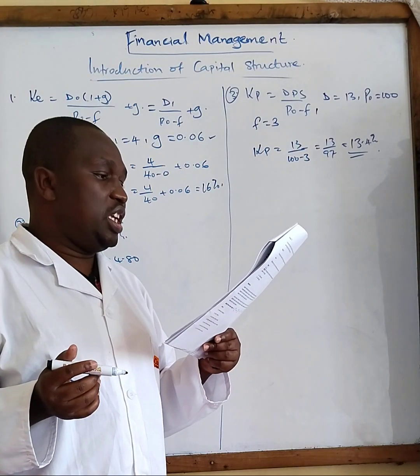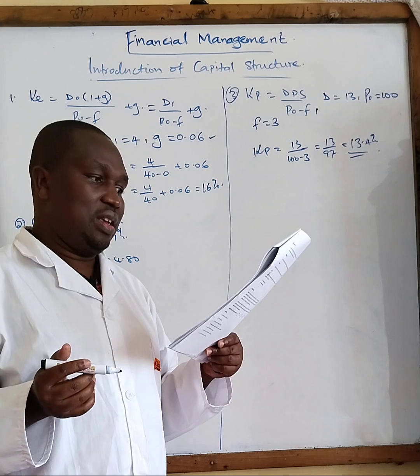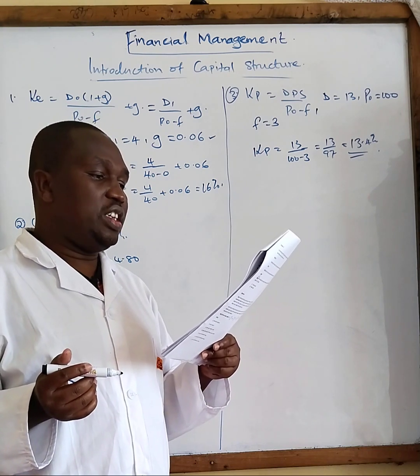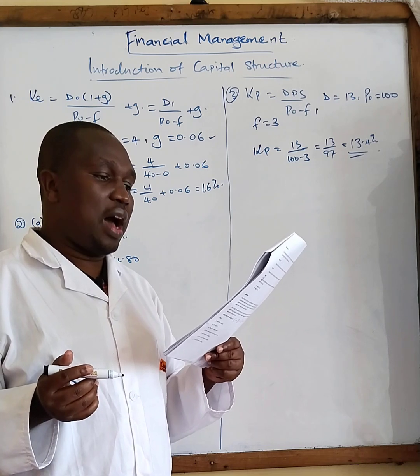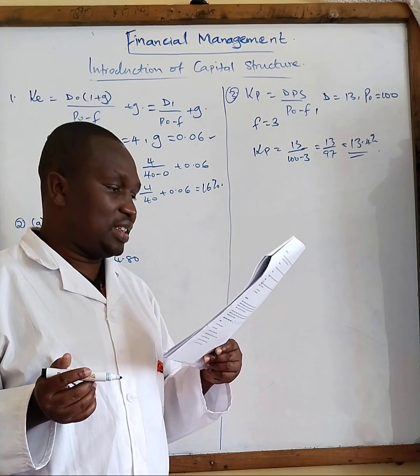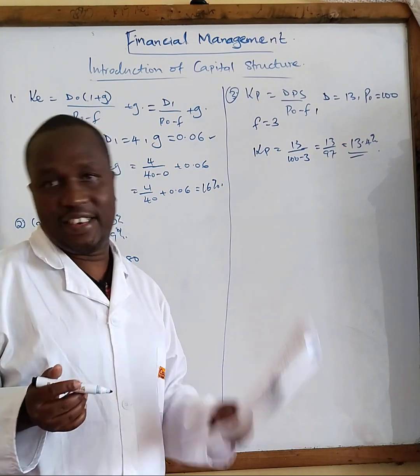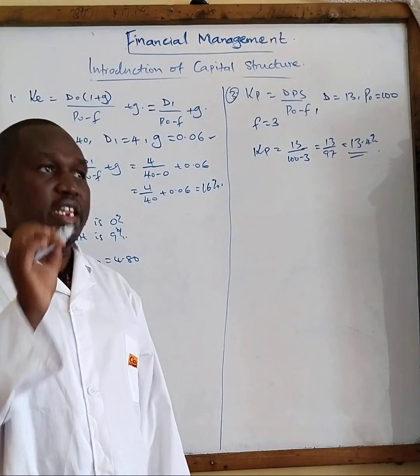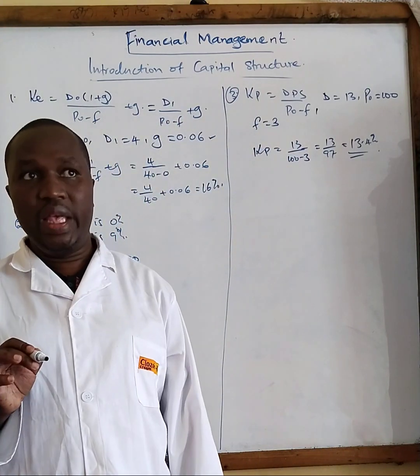Assume that the Jubilee Company issues a 1,000 shillings, 8% interest, 20-year bond whose net proceeds are 940 with a tax rate of 30%. Determine the cost of debt. Debt now, they are saying there are two types. You ask yourself, is it irredeemable or redeemable?